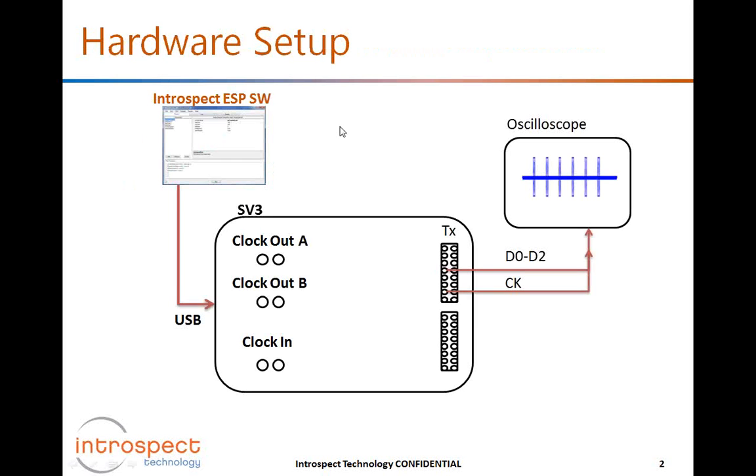So the hardware setup for today's demo is very simple. We have the SV3 test system controlled by software and connected to an oscilloscope. And because the oscilloscope has only four channels of measurement, 3 of the data lanes out of the SV3 will be connected for measurement, and then the scope will be triggered on the clock lane. And we'll simply inject skew on the data lanes only. So we'll go ahead and start the demo now.